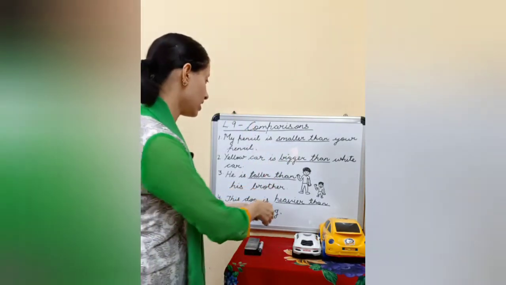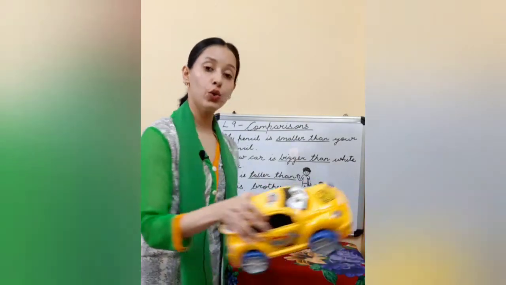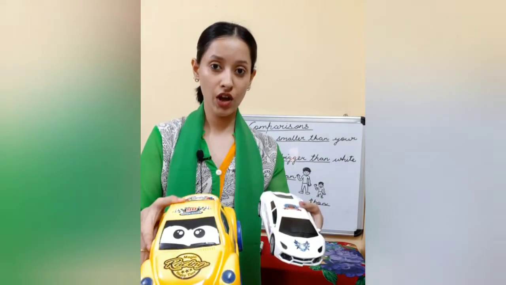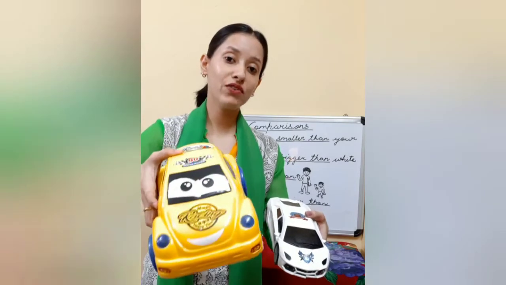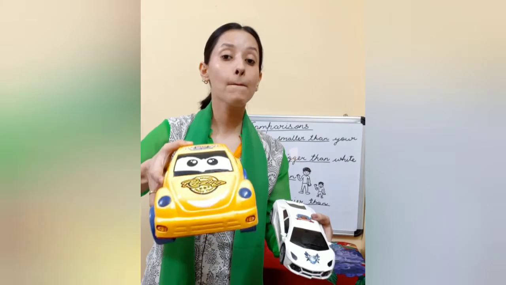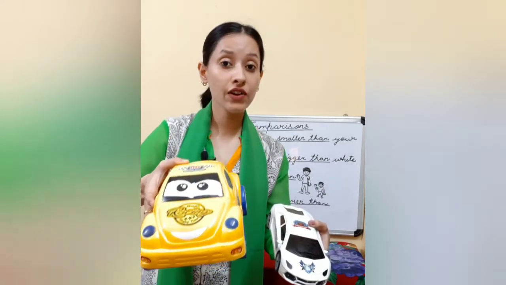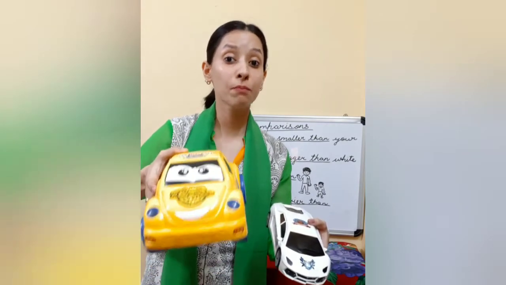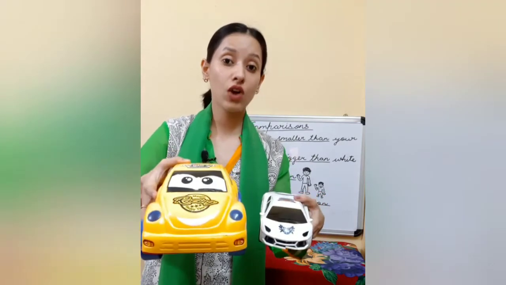Now listen further. I am having two cars over here. Okay, this is a yellow car and this is a white car. Now I describe this yellow car as, yellow car is a big car. What type of car? It is a big car. How have I described this car? As big.